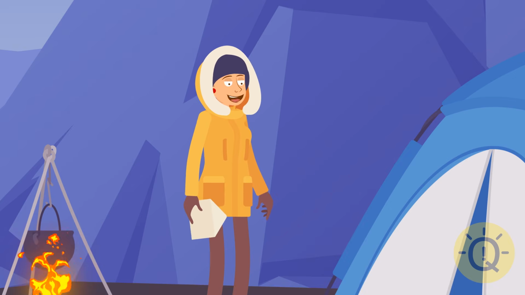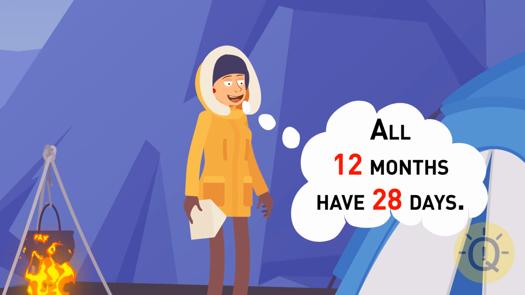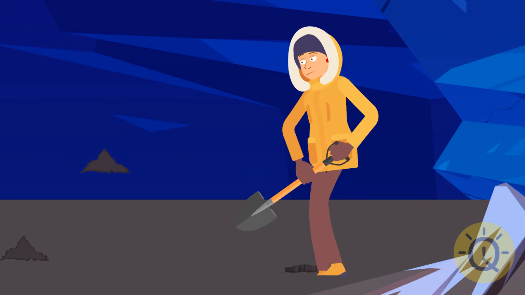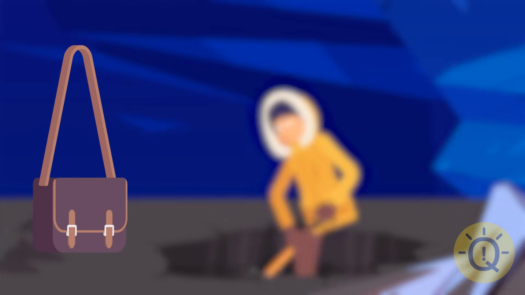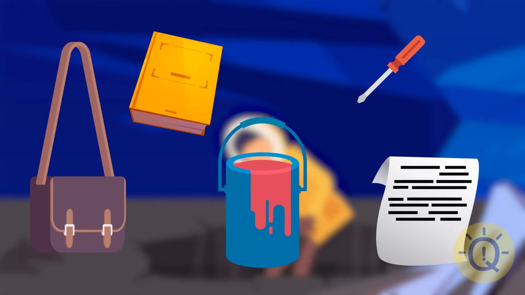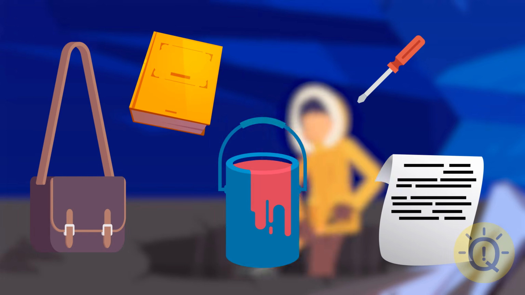Eve knew the correct answer. All 12 months have 28 days. She walked 12 feet and started digging. The next clue was waiting for her there. It was a bag with a book, a can of paint, a screwdriver, and a note that said that the scientist had locked Eve's friends in his lab in a cave.